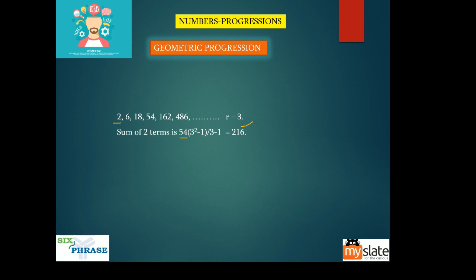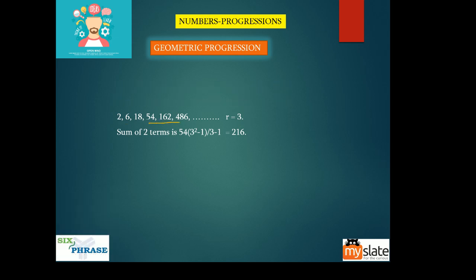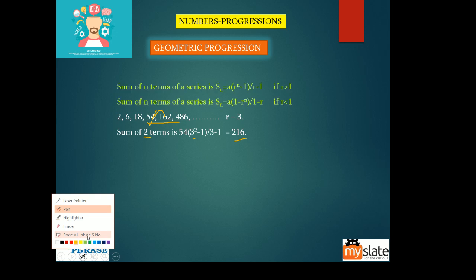Now see sum of terms. Now we are not finding the sum of these two terms, we are finding the sum of these two terms. Now what is a? 54 is a, right? So 54 into 3 power 2 minus 1 by 3 minus 1, you get 216. What is 54 plus 162? 216. Yes, so we are getting the answer.